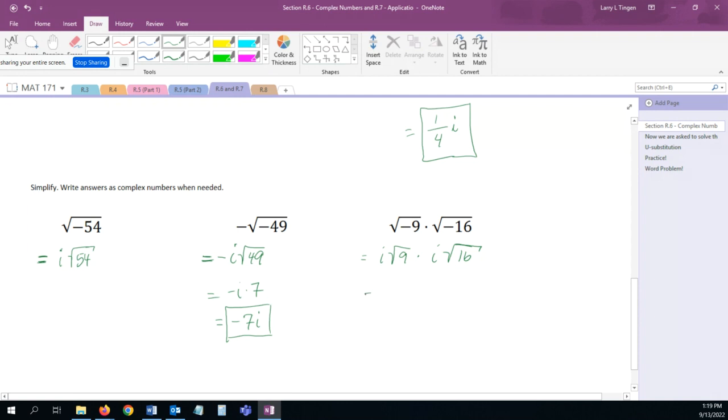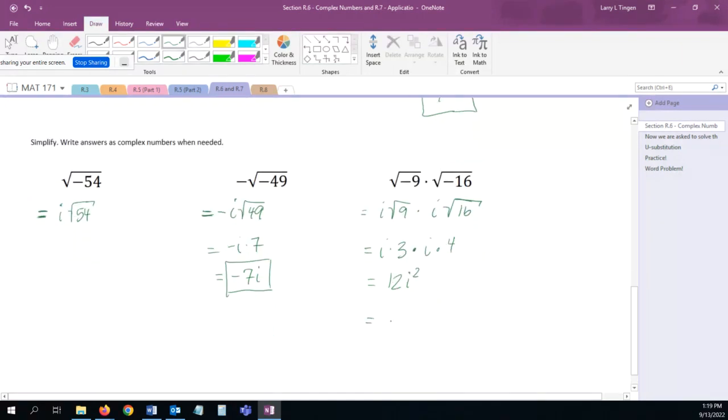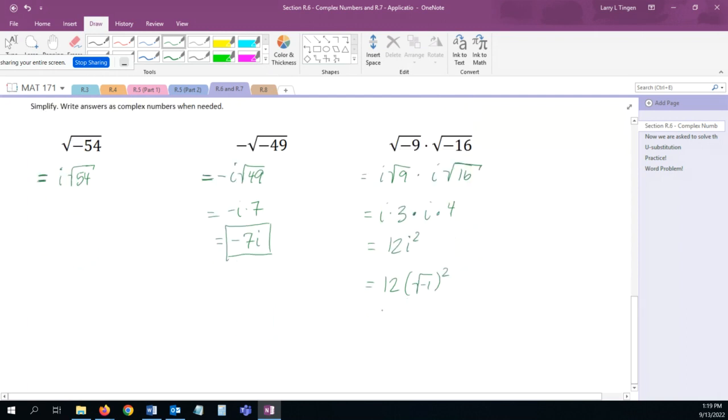Okay. Next, same game. i times square root of 9 is 3, times i times square root of 16 is 4. 4 times 3 is 12. i times i is i squared. Feels like we're done, but we're not quite done. x squared is fine. i squared is not, because remember, i is the square root of -1. Square root of -1 times the square root of -1 is -1, just like the square root of 2 times the square root of 2 is 2. So that means 12 times -1 leaves me -12.